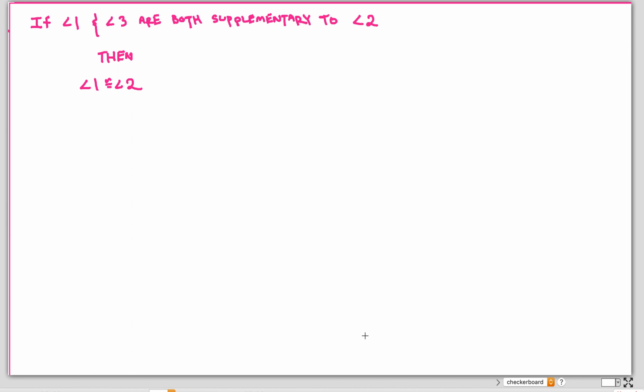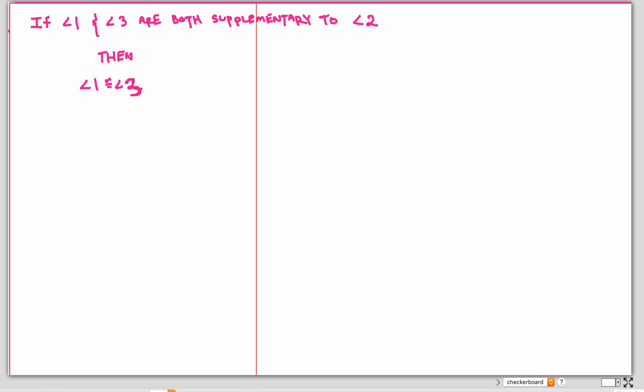Prove the congruent supplements theorem. It's written here. Basically, if two angles, angle 1 and angle 3, are both supplementary to the same angle, angle 2, then that means that angle 1 and angle 3 are congruent.